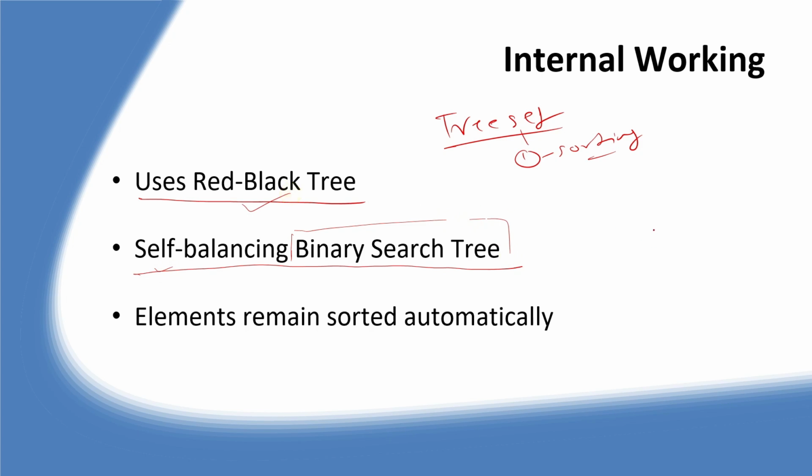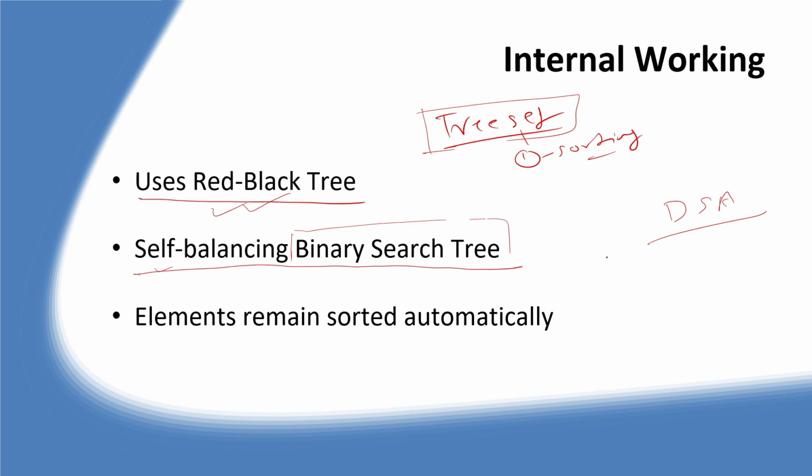These things we will see as part of data structures and algorithms, DSA. But here we are learning TreeSet. As part of TreeSet, we must know that it internally uses a red black tree as a data structure, which is a self-balancing binary search tree. That means whenever an element is added or removed, the tree automatically balances itself.